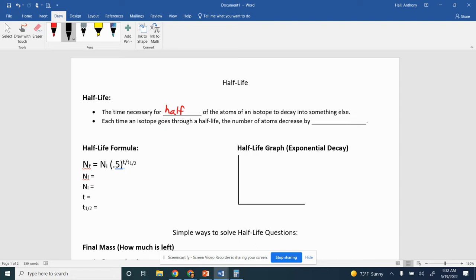Now, the second bullet point is pretty straightforward as well. Each time an isotope goes through a half life, the number of atoms decreases by 2, or half, whichever way you want to think of it. You're going to divide by 2, or it's decreasing by half every time. So if I start out with 100 grams, after it goes through a half life, I'm going to be left with 50 grams. After another half life, it's going to be 25. And then after another, it's going to be 12.5. This is what you guys talked about yesterday.